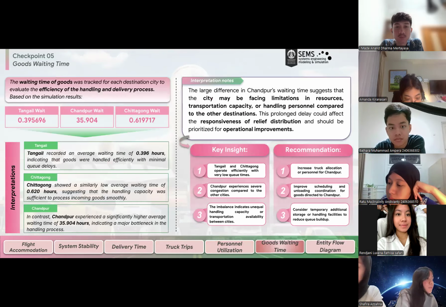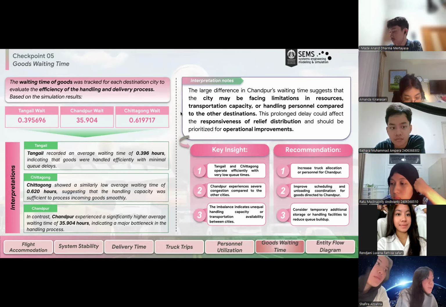Waiting times are low in Tangail and Chittagong, but Chandpur experiences severe delays of nearly 36 hours. This identifies Chandpur as the main bottleneck and highlights the need for additional transportation or handling capacity.